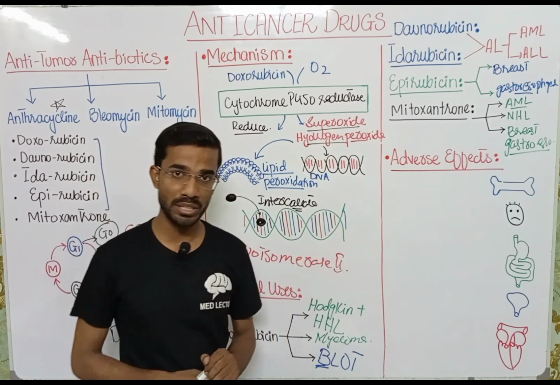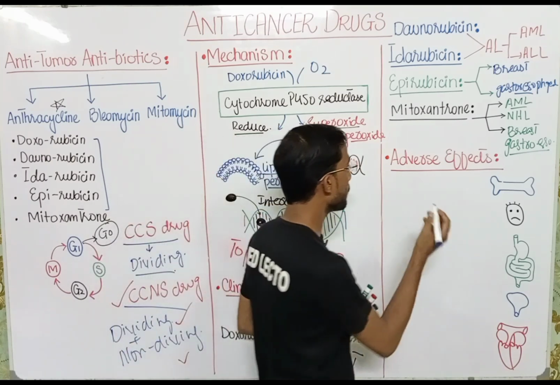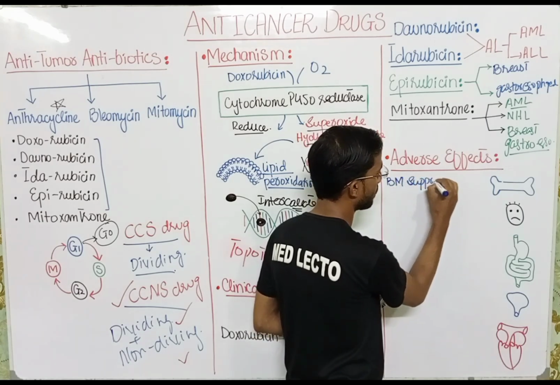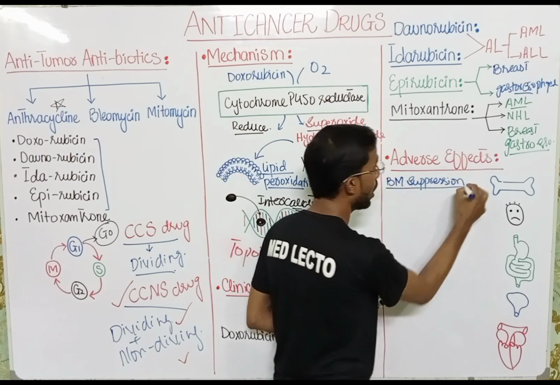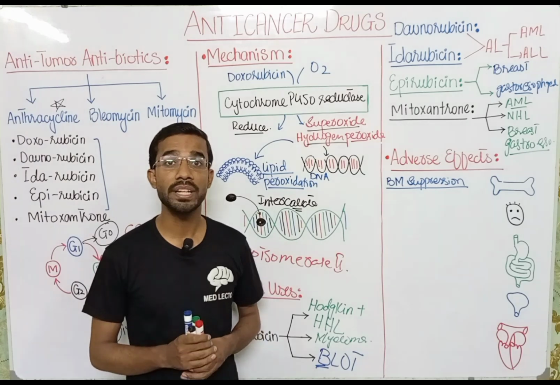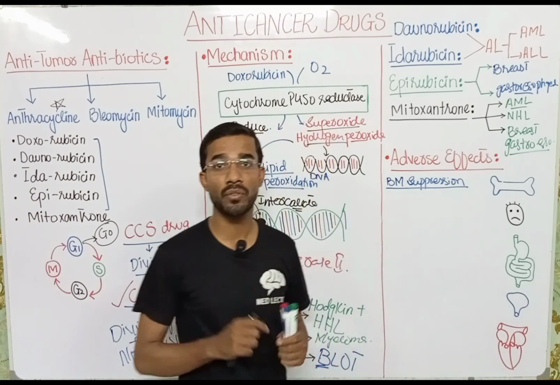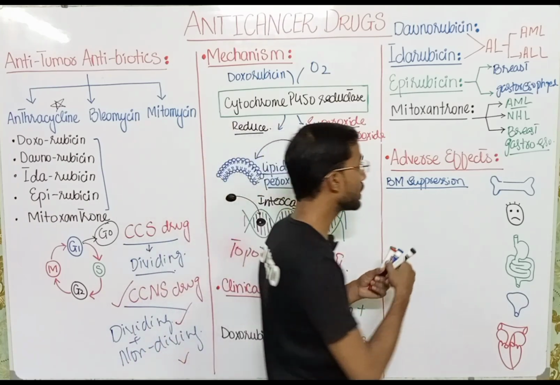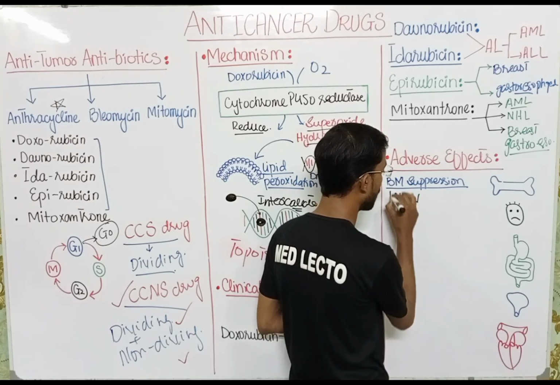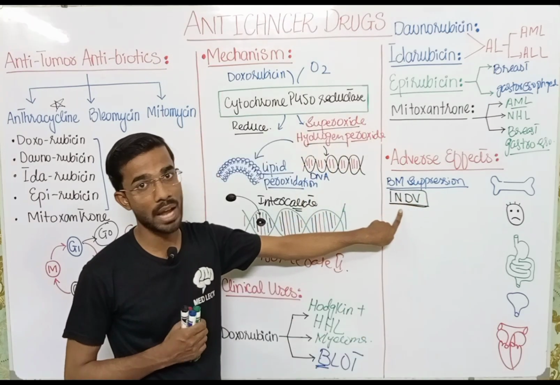If we discuss the adverse effects of the anthracyclines, then first of all, most important is bone marrow suppression. Okay. And you can also see NVD: nausea, vomiting, and diarrhea. This is seen in the majority of cases when you use anti-cancer drugs. So these three are most important: diarrhea, nausea, and vomiting. These are the most common symptoms when you use anti-cancer drugs.